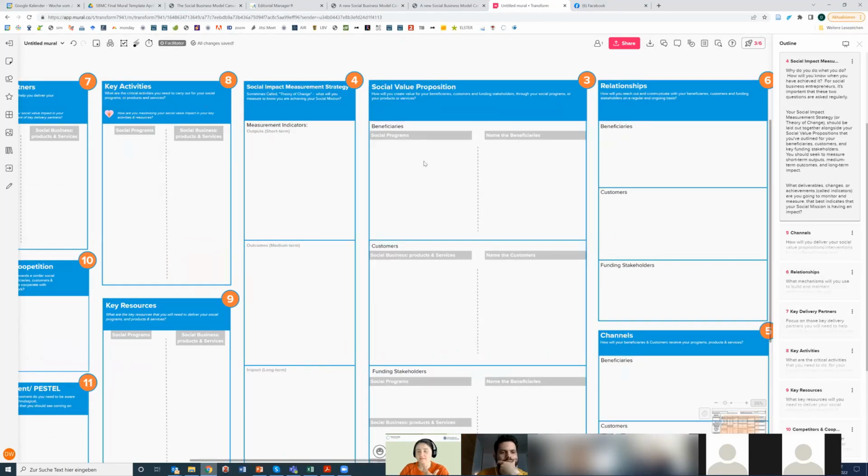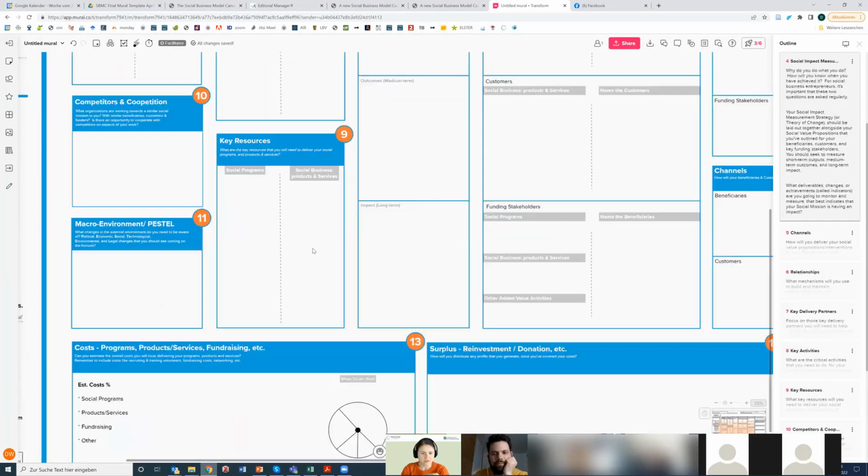So the focus is on the social value proposition, for instance, and also what is included is the social impact measurement strategy. So you can already have some ideas of what would be indicators to measure the impact of your organization, to measure whether you have achieved your goals on a short, medium, and long-term perspective. But of course, this will be the focus within the next session, so we don't expect you to finish on that.